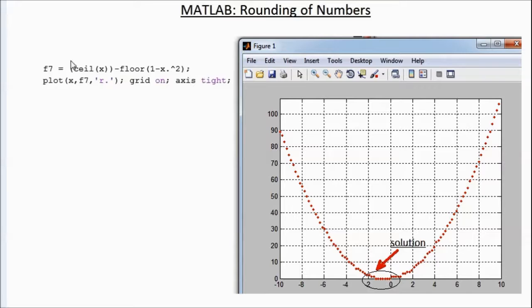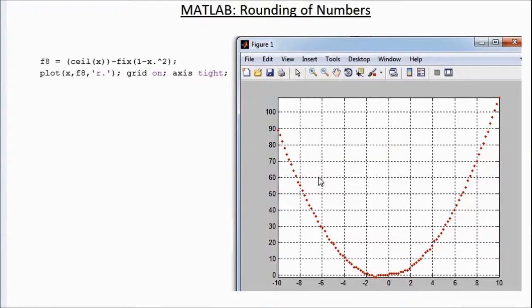Another function, ceil of x minus fix of 1 minus x squared. So this has some solutions, as is evident from this graph. So the points which lie on the x-axis are the solutions. Or basically, they are the zero crossings of this curve. It's not actually crossing, but it's certainly touching the abscissa. So the points where this curve touches the abscissa are the solutions for this equation.